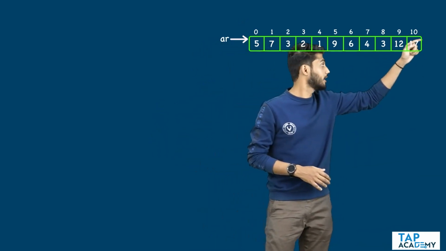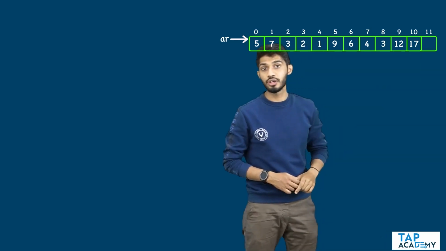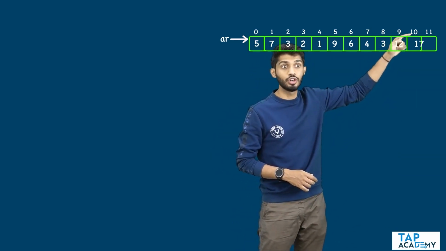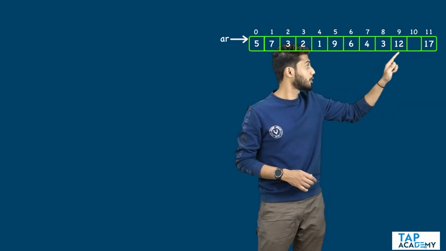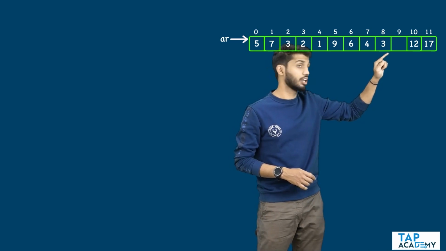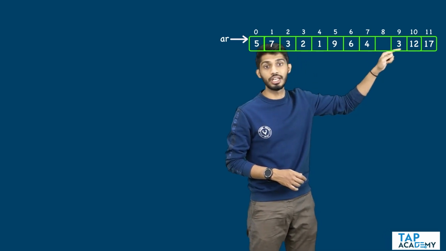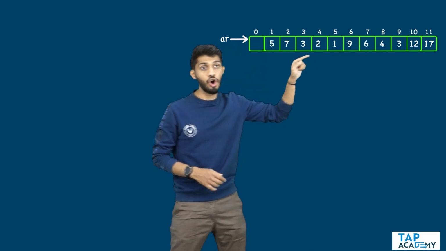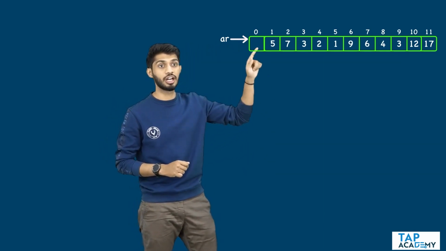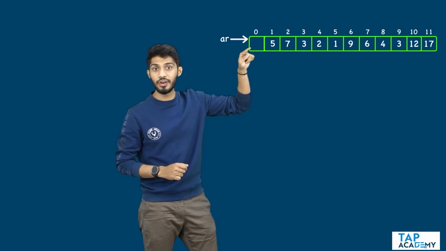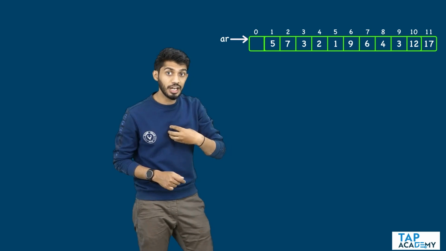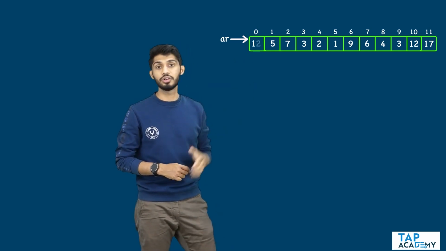In case I need to create a new block over here, after that I need to shift this 17, which is present in index 10, to index 11. I need to shift this element 12 from index 9 to index 10. Same way I need to shift element 3 from index 8 to index 9, and I need to do this for all the elements till the starting. Now when I do this for all the elements till the starting, one free memory will be available over here. Now when this free memory is available, whatever element that I wanted to add, I can add it over here.